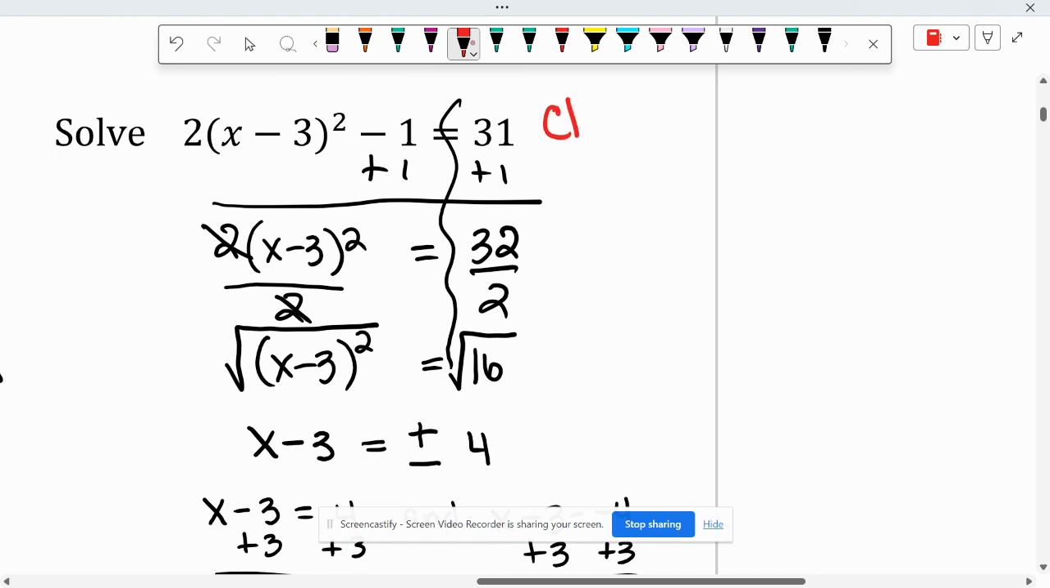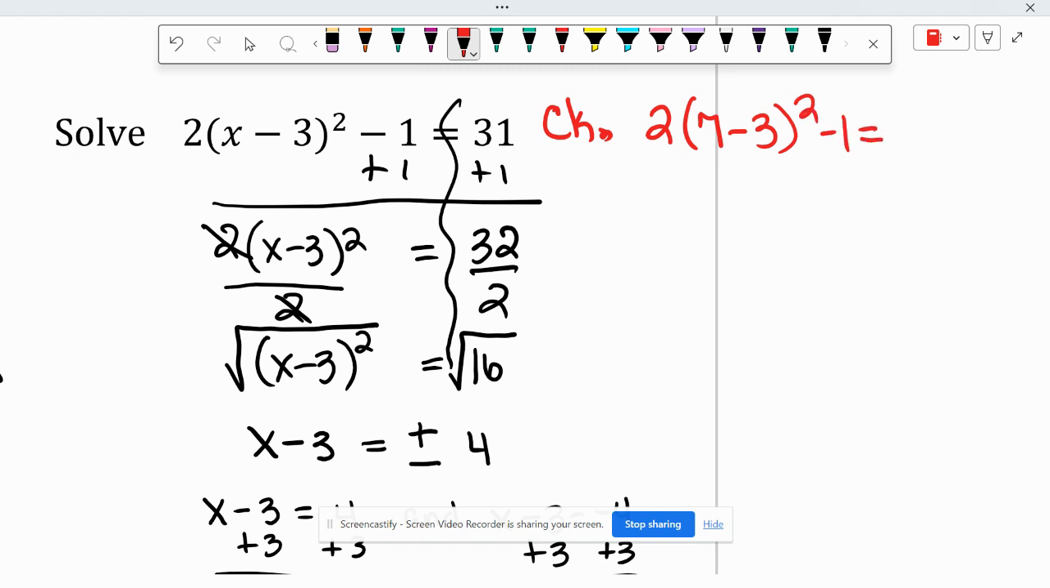So if I wanted to check those, oh, that's our timer for our quizzes. If I wanted to check those, I would just substitute in 7. But I would also substitute in the answer -1. Wasn't that our other answer? Those are the values that we got for x, right?